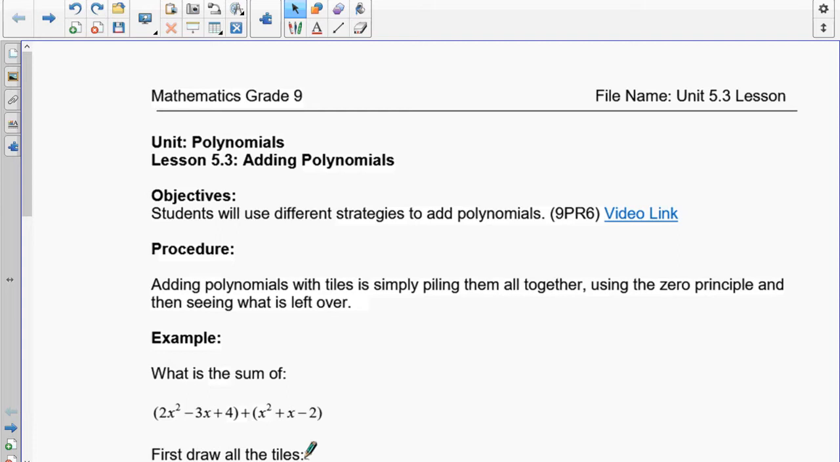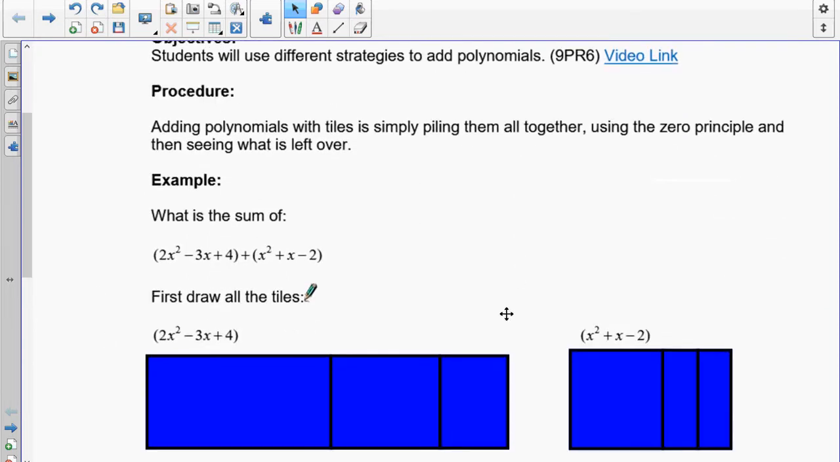Now the key to adding polynomials is to understand what goes together and what does not go together. And these are called like terms and unlike terms. Now if you have any misunderstanding or you're not quite sure what I'm talking about, you have to go back and re-watch lesson 5.2, because without knowing what goes together, you can't add them together. So let's start out with tiles first and then we'll go on to the symbolic after that.